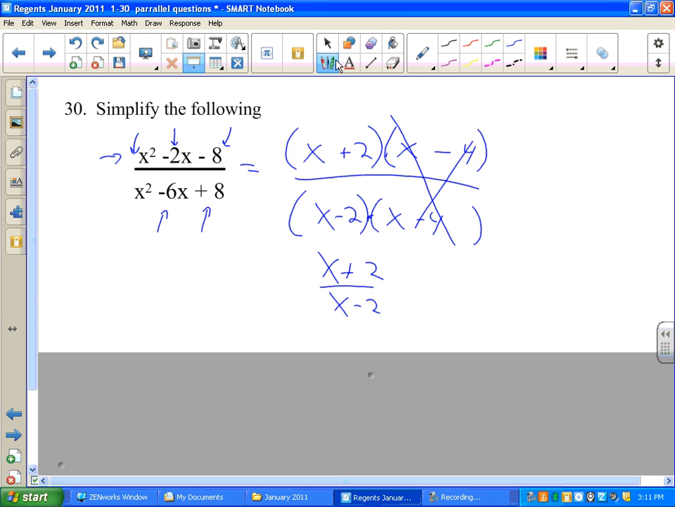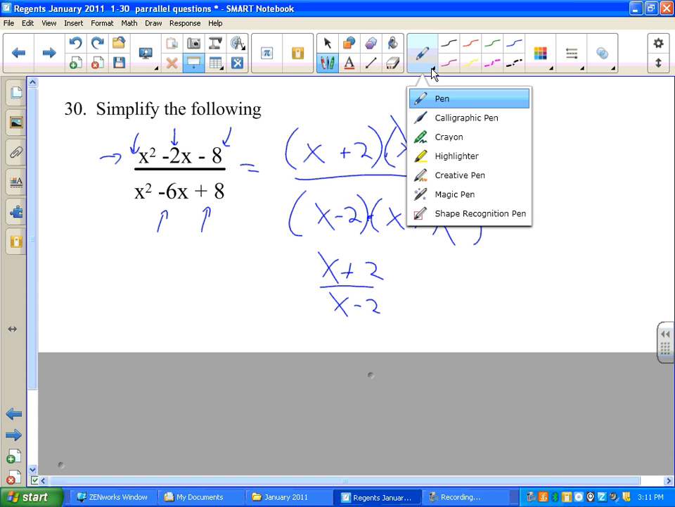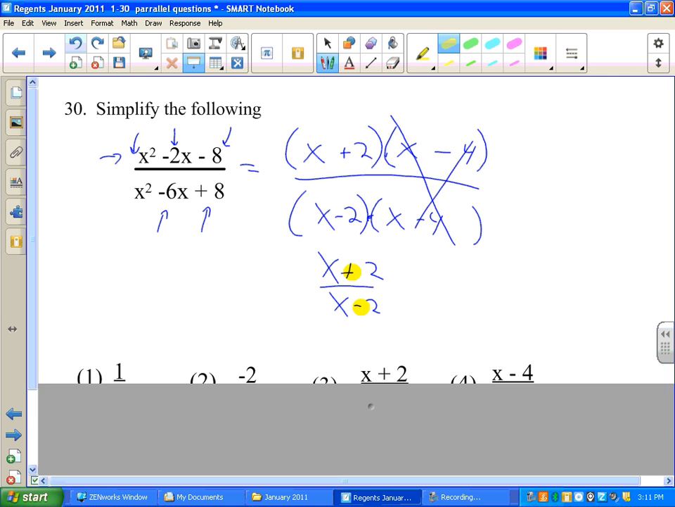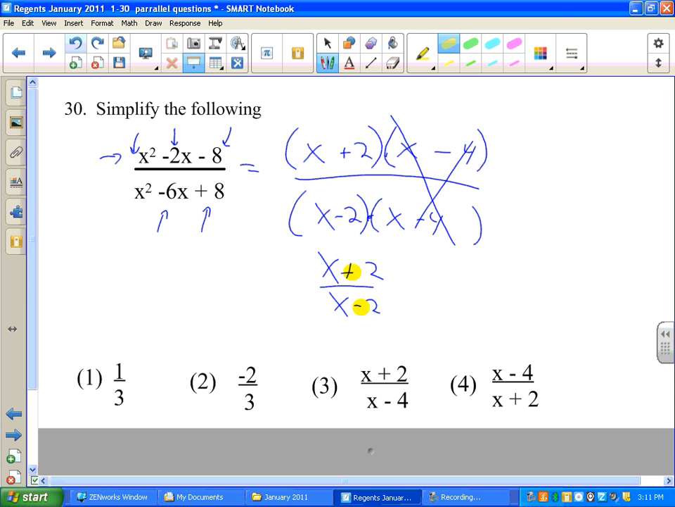Just out of curiosity, I wonder, can I cancel the x and the x? Absolutely not. Why not, Mr. Brice? I can't cancel them because they're being added or subtracted. You can only cancel something, simplify it if they're being multiplied. So let's see if there's an x plus 2 and an x minus 2.